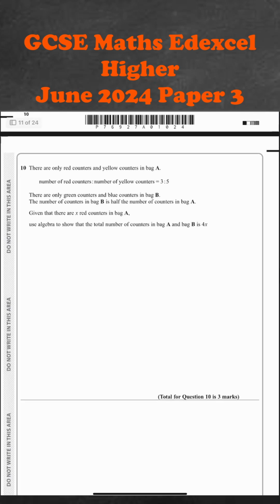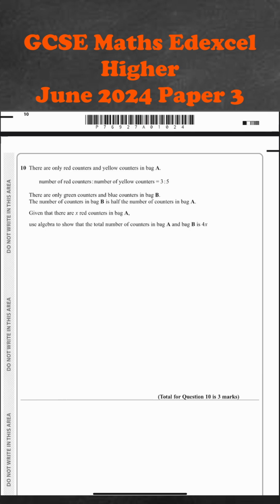Question number 10. There are only red counters and yellow counters in bag A. The number of red counters compared to the number of yellow is 3 to 5. There are only green counters and blue counters in bag B. The number of counters in B is half the number of counters in A. Given that there are x red counters in A, use algebra to show that the total number of counters in bag A and bag B is 4x.